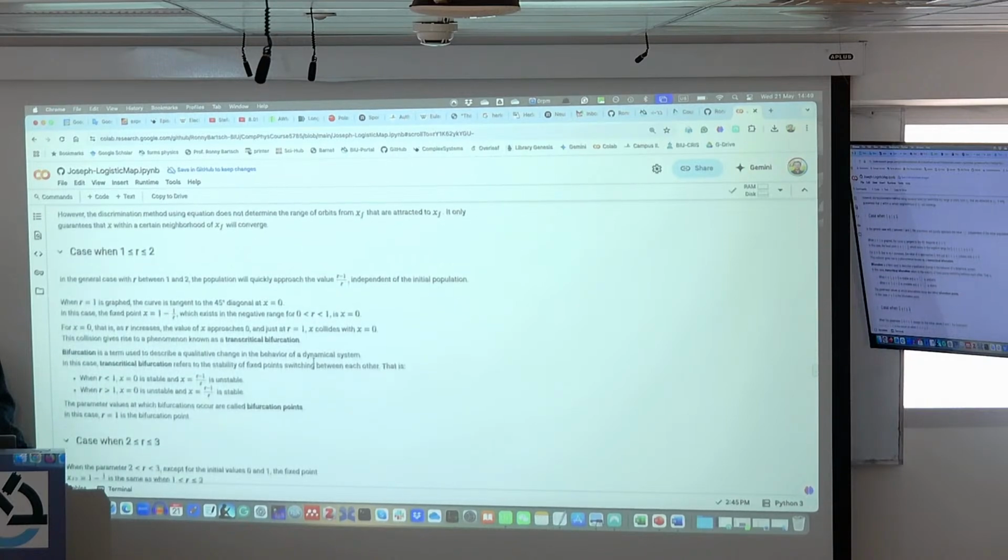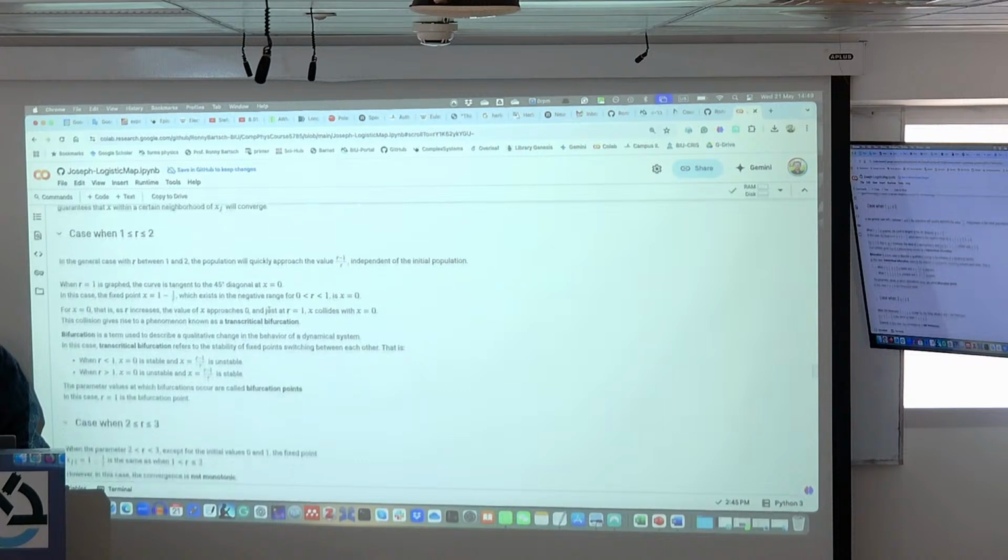So in the case when r is bigger than 1 and smaller than 2, the population will quickly approach the value of r minus 1 over r, independent of the initial population.